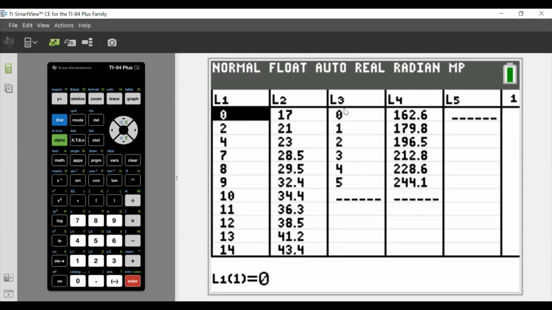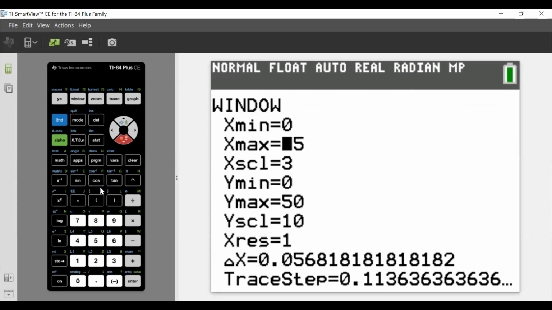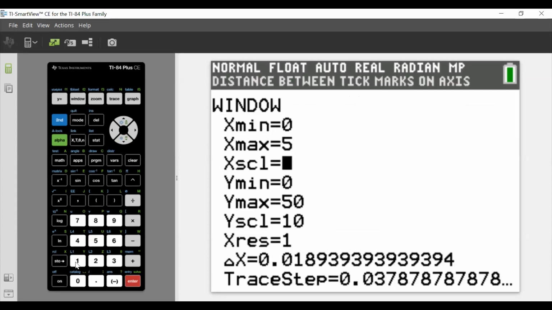So our X's go from 0 to 5, and we can go maybe from 150 to 250 for our window. So let's go 0 to 5 by 1. And our minimum, let's do 150. And our max was, I think I said 250. And let's go by tens or something like that.